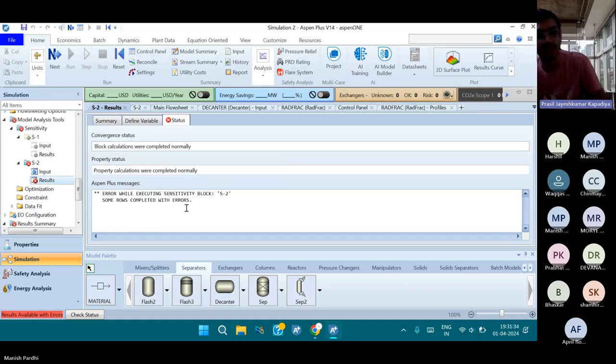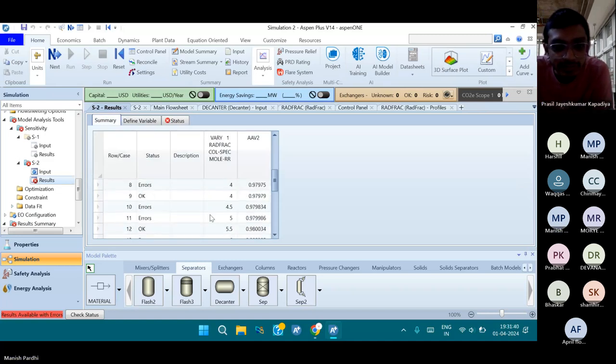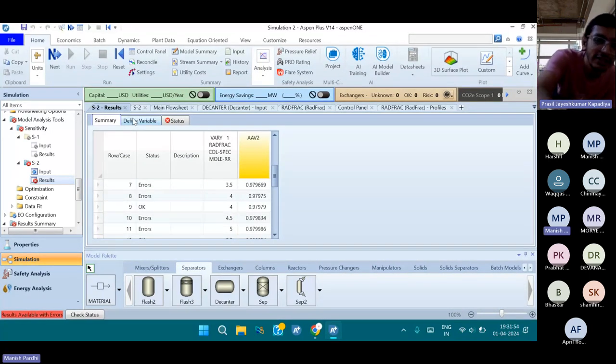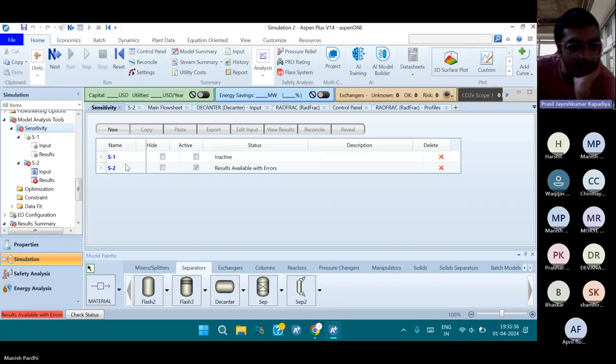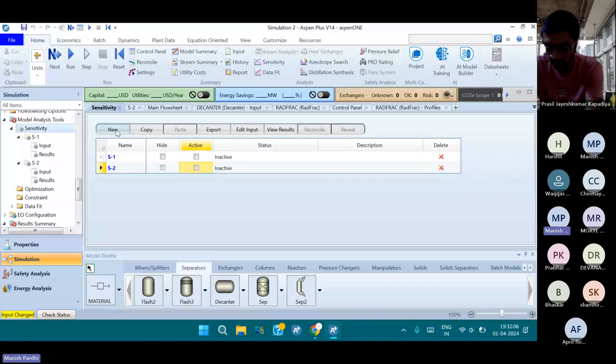Okay, can you just show me the results? I just want to see it. Go below. Okay, so it's not helping. This part is also not helping. So let's try one last thing. You can see errors is written. So these are the errors. I just want to try one more thing. Let's play with feed tray location, because that matters.